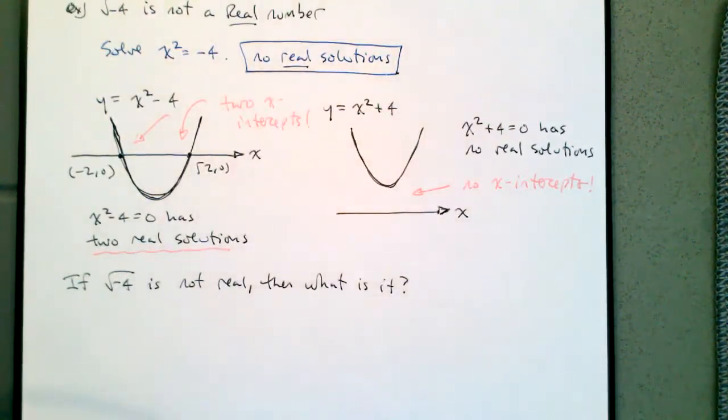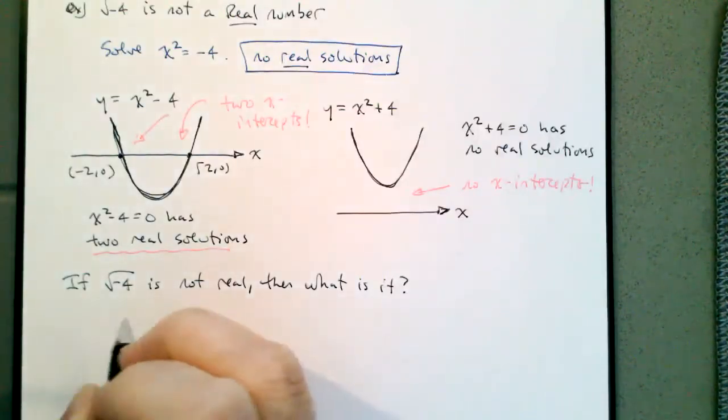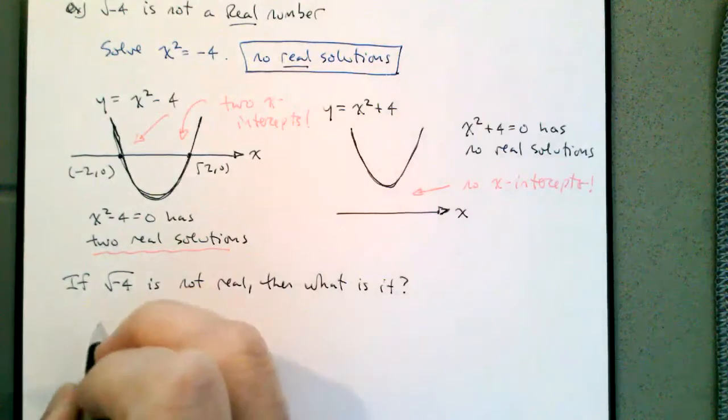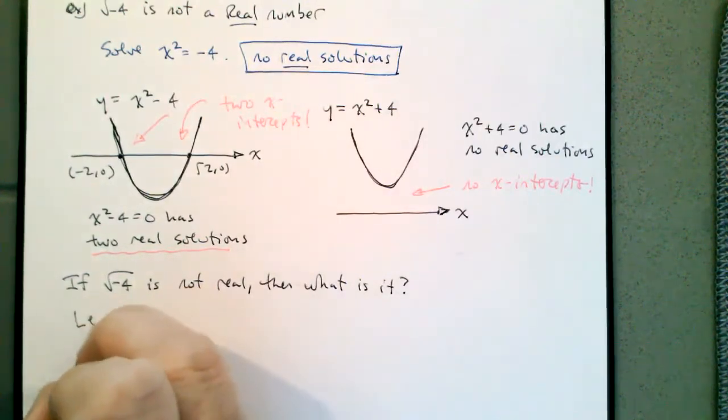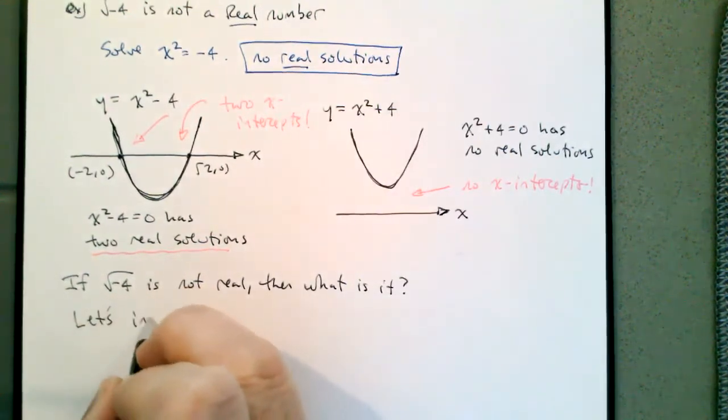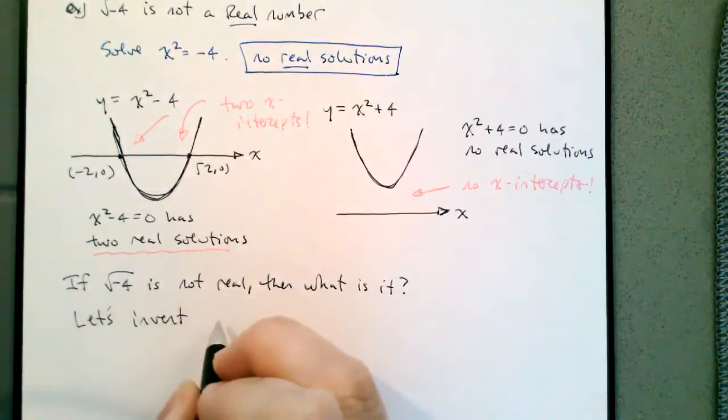We were dissatisfied with this not a real number business. This is not acceptable. So we made something up. What if the square root of negative 4 is not a real number, but some other kind of number? So we invented an imaginary unit.